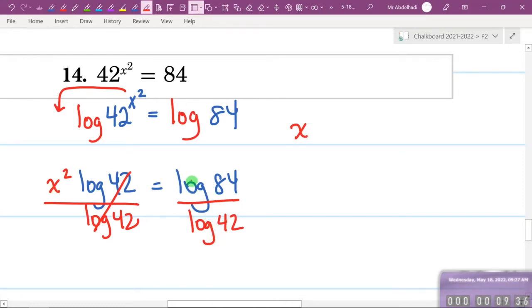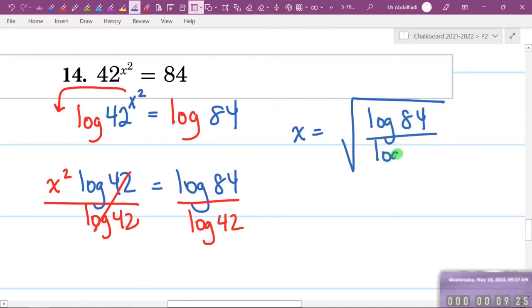So how do I get the x? If I want the x, I need to square root both sides. So x is going to equal the square root of whatever this is, log 84 over log 42. Technically, if you square root the x squared, you get absolute value of x. So this will be a plus or minus. I think that makes sense because if you plug in any number, whether it's positive or negative, once you square it, it becomes the same thing. So there should be a plus or minus in this answer here.